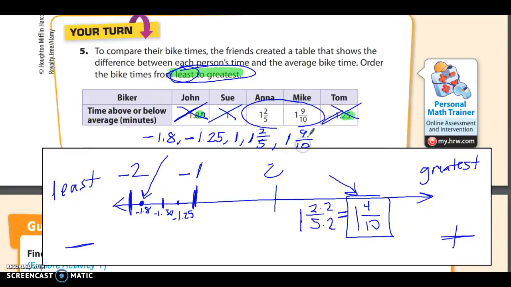I know that's a little messy. I've tried to explain to you in the past that writing with a stylus on a computer screen is kind of hard. But I hope the explanation there made sense.